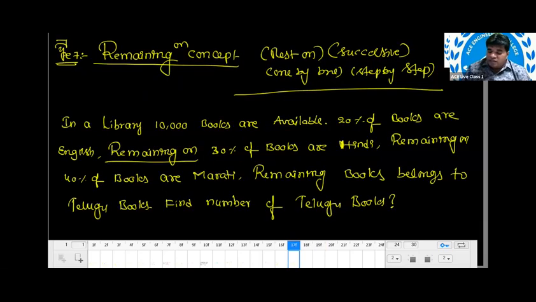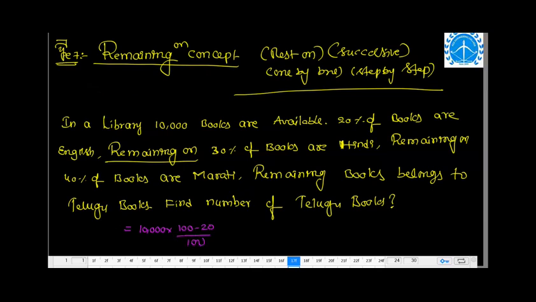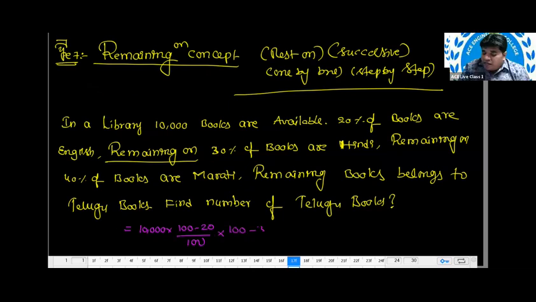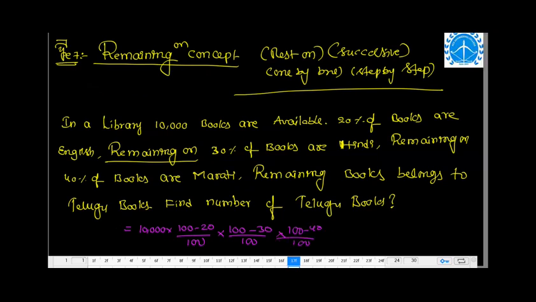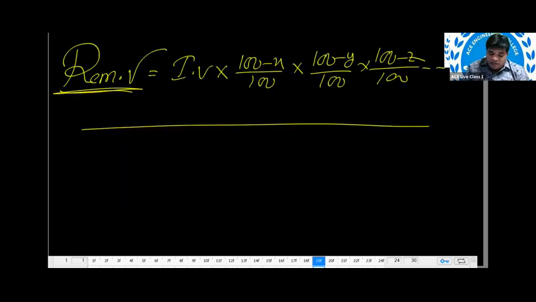In case you are confused in the remaining value, then apply the formula: 10,000 into (100 minus 20 by 100). 100 minus 20 by 100 means what? How much percentage? 80. So 80 means the remaining. Yes, sir. So 100 minus 30 by 100, 100 minus 40 by 100, that is equal to 3,360. If you are perfect in this concept, then directly answer.